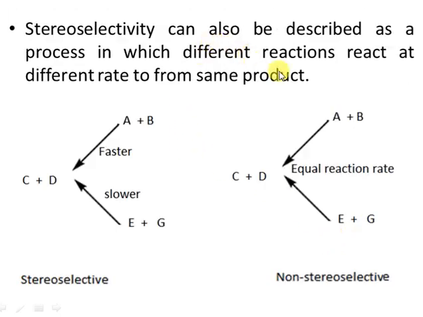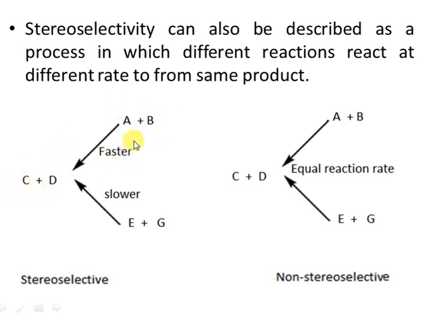So stereoselectivity can be described as a process in which different reactions occur at different rates to form the same product. For example, we have A and B as reactants and we have E and G as reactants, and they form the same product. E and G form C and D, A and B form C and D, but there is a difference in reaction rate. Suppose that A and B react faster to form C and D while E and G take longer. Since A and B react faster, this reaction has preference, so this reaction will be selective.